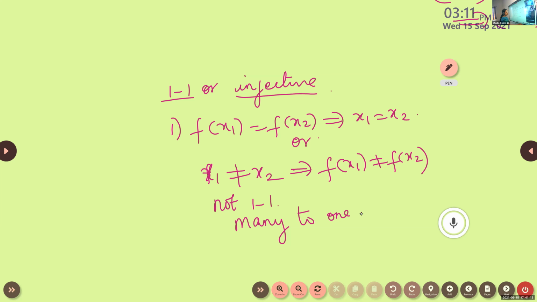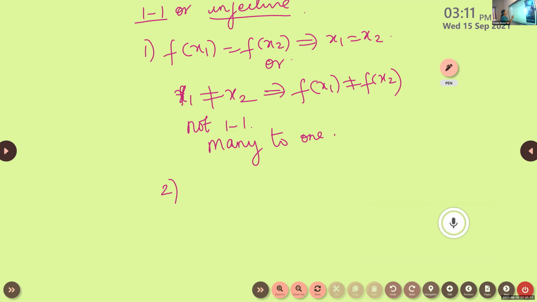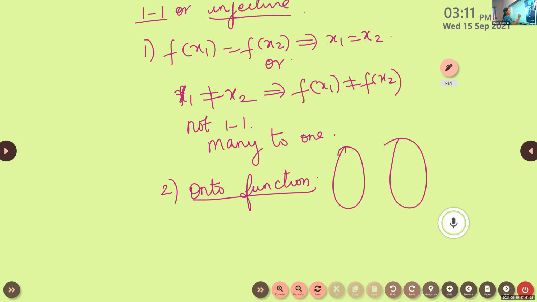Next one is onto function. What is meant by onto function? Tell me, children, when will you say a function is onto? Suppose f is a function from A to B. So when will you say the function is onto? This is our domain, isn't it? This is the domain, and this one we call the codomain.